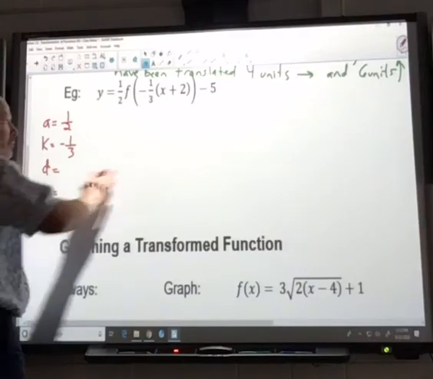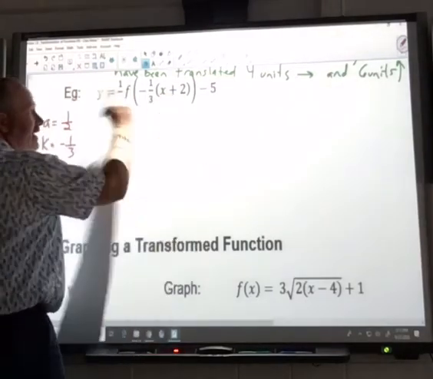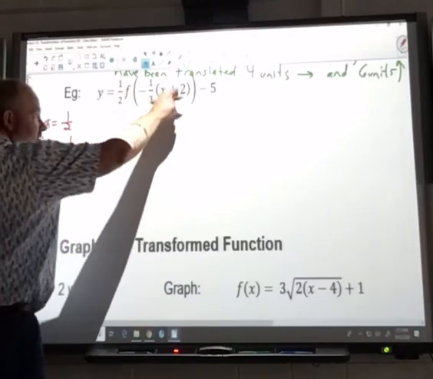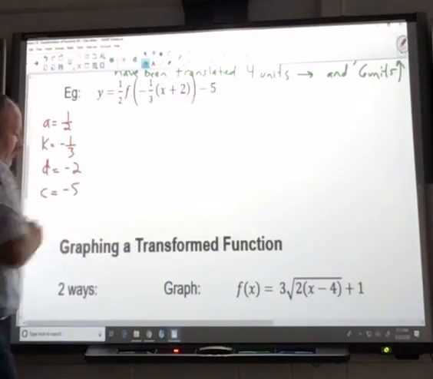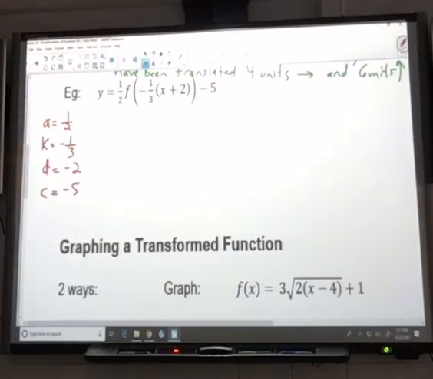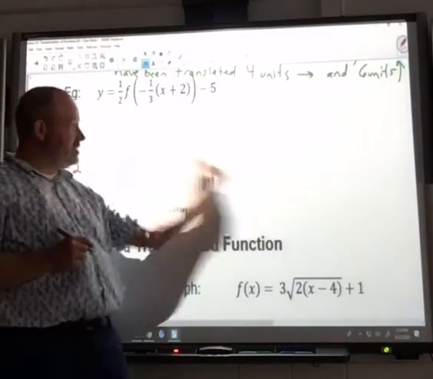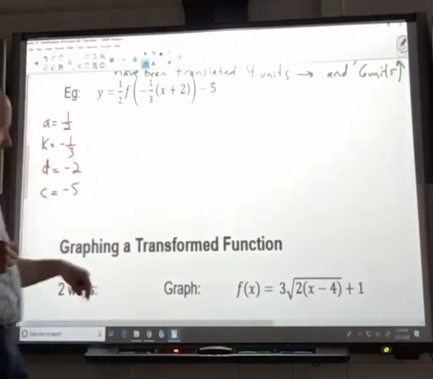D would be a problem if this wasn't factored, but because it is factored, we're okay. So the D value is going to be -2, and then -5 for the C value. Again, vertical translation 5 units downwards, -5. Horizontal translation 2 units this way, so it's going to go this way and it's going to go down.